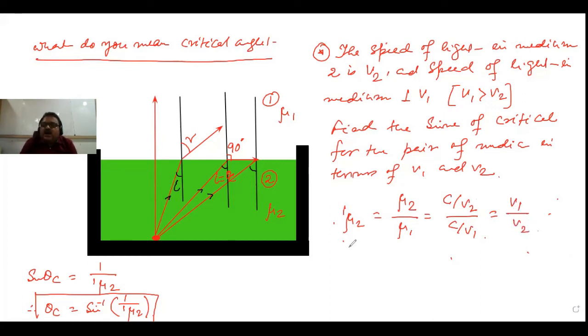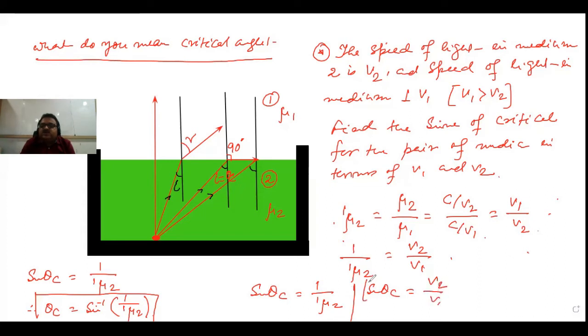Correct? Now, we need to find out the value for 1 by 1 mu 2, which will be equal to V2 by V1. Now, what we know, sine theta c equal to 1 by 1 mu 2. Therefore, sine of theta c is equal to 1 by 1 mu 2, which is V2 by V1. This is the answer, because the question is find the sine of critical angle for the pair of media in terms of V2 and V1. Correct? This is the idea of the critical angle.